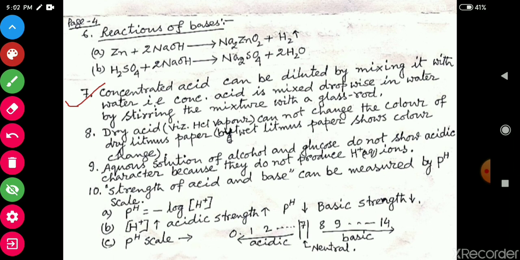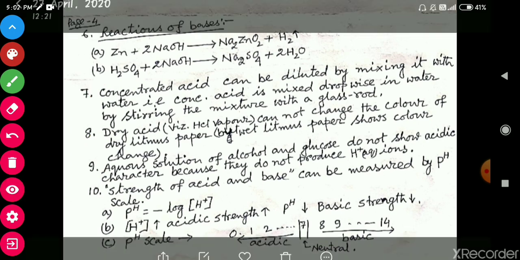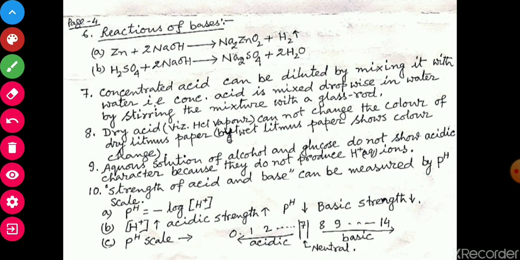That is, concentrated acid is mixed dropwise in water by stirring the mixture with a glass rod. Dry acid, such as HCl vapor, cannot change the color of dry litmus paper, but wet litmus paper shows color change. Aqueous solutions of alcohol and glucose do not show acidic character because they do not produce hydrogen ions in their aqueous solution. Strength of acids and bases can be measured by the pH scale.